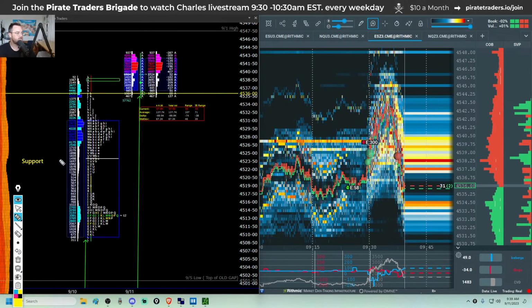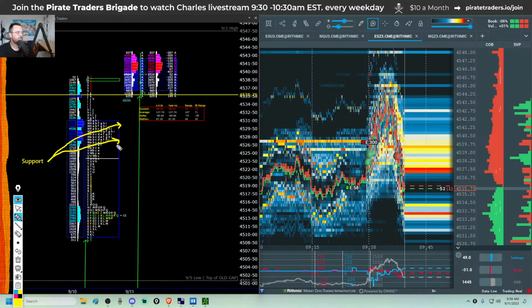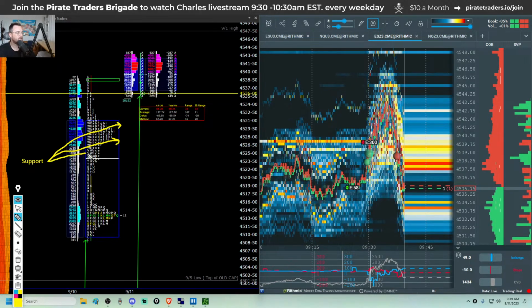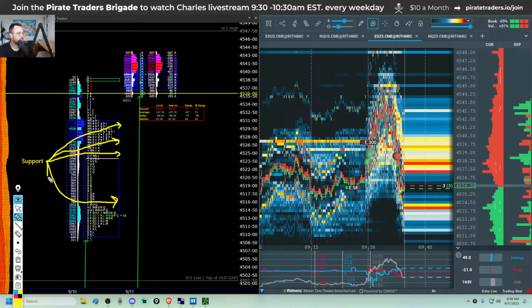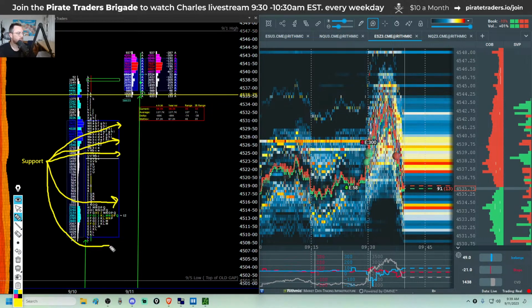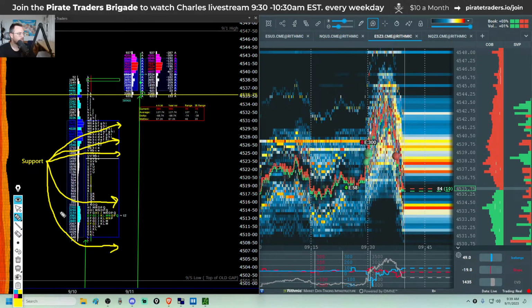I'm going to mark a bunch of different potential levels where the market could find support. It is just tough to know where it will. But these are the areas I'll be watching. And if I see something that jumps out at me like support, that will catch my attention. Yeah, a lot of potential support.